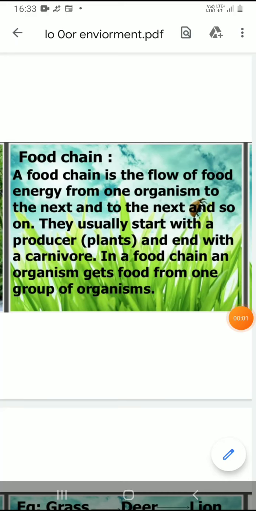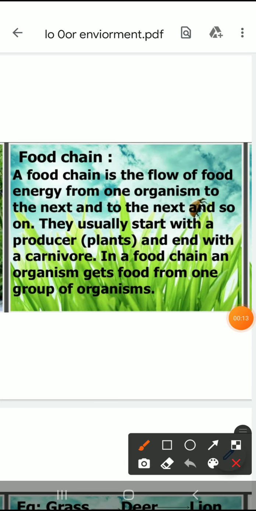Good morning, students. Today we are going to start a new topic, the food chain, from the chapter Our Environment. Now, what is a food chain? The food chain is a flow of food energy from one organism to the next and to the next, and so on. It is known as a food chain.